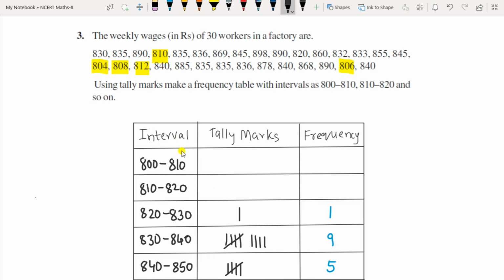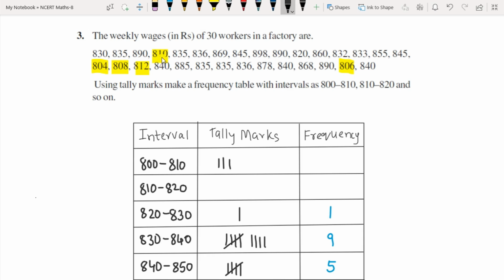We don't have to do 810, so we will count up to 809 only. So this is 804, 808 and 806. You can see only these three numbers here. So there are three tally marks, 1, 2 and 3.